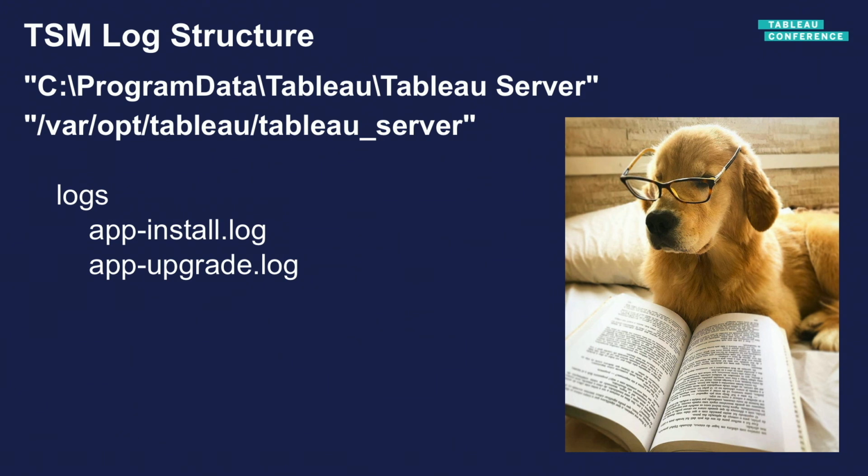It contains 2 logs, an app install and an app upgrade log. App install log is where you want to go if you see any errors in the install process. So on Windows, we have a click-through installer. Anytime you get an error in the click-through installer, you first want to go here. For Linux, there is an Initialize TSM script. Any errors there, you first want to go to the app install log. For the app upgrade log, if you see an error in the upgrade script, you want to first go here.